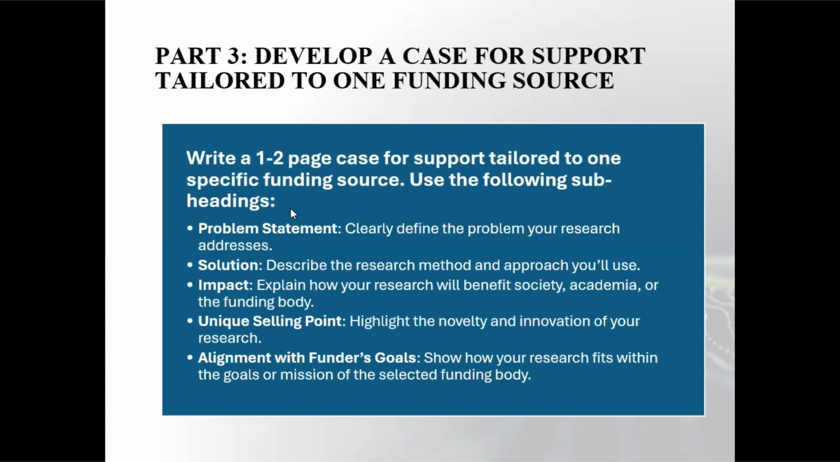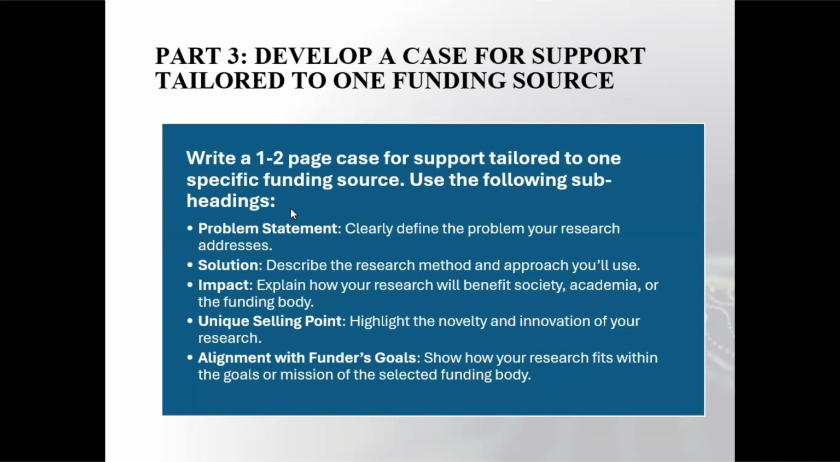And then they should use these 5 subheadings. 1, the problem statement. They need to clearly define the problem that the research addresses. 2, they describe the solution. They need to describe the research method and approach that they will use. And then they also need to discuss the impact. They need to explain how the research will benefit society, academia, or the funding body.